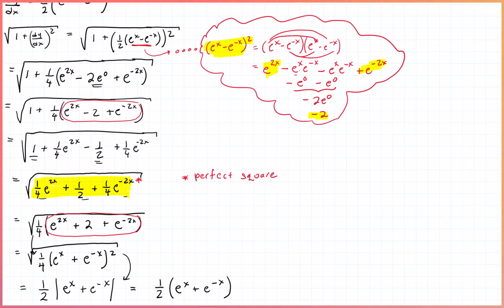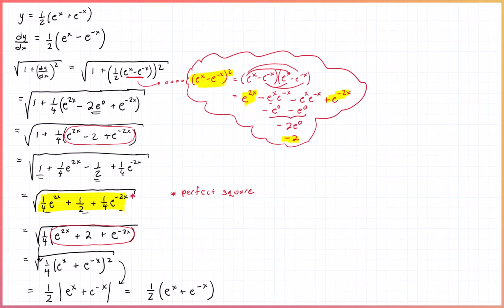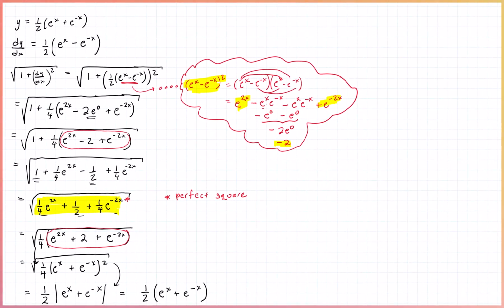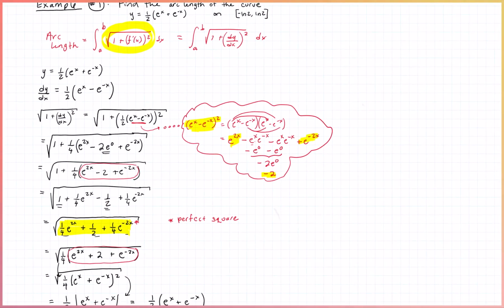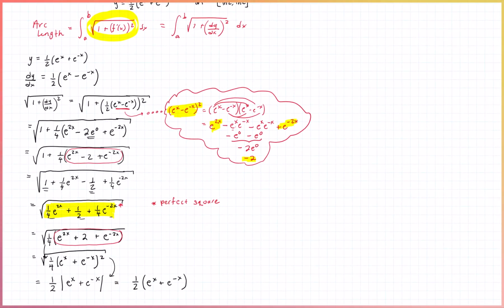And that was very, very convenient that the square root of 1 plus the derivative of our function squared actually worked out that way. There's a lot of algebra in there, so pause the video and look at those expansions and then the refactoring of that perfect square if you need to. But that is what we're going to be integrating to find the arc length. So now we're going to take that and put it into our arc length formula.